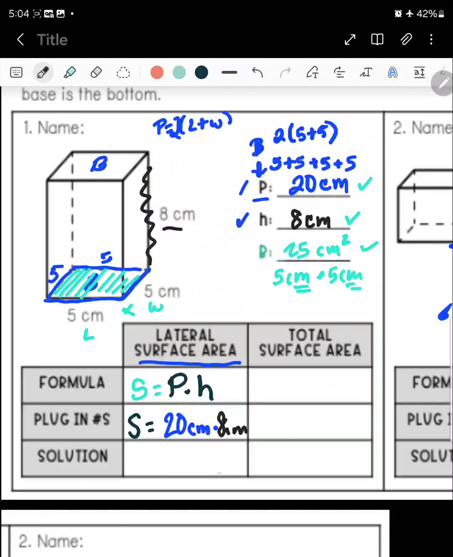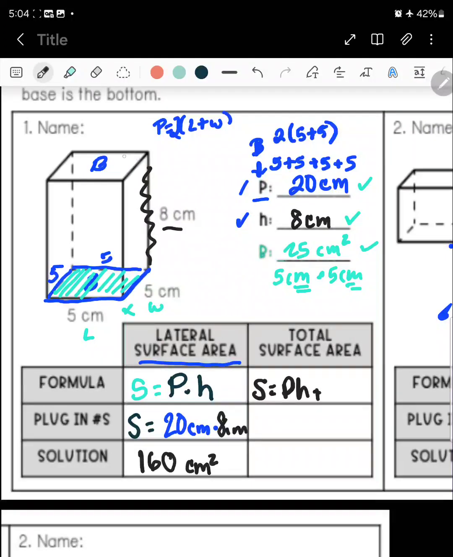So 20 times 8, I know that 2 times 8 is 16, add the 0, 160. And since we are multiplying, this is going to be centimeters squared. And that's it. That's the area that goes around the box. The next part is to find total. So total, it's going to be the same formula that you just used.